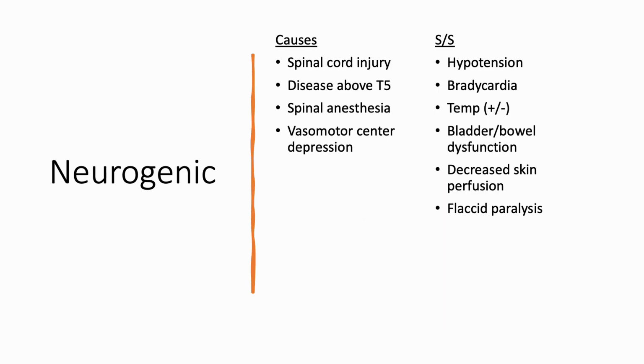Neurogenic shock occurs due to the disruption of the sympathetic nervous system, often from a spinal cord injury, particularly at or above the level of T5. Certain diseases affecting the spinal cord above T5 could also cause neurogenic shock. Spinal anesthesia, which can block sympathetic outflow, and vasomotor center depression caused by head injury or drug overdose can cause neurogenic shock as well.